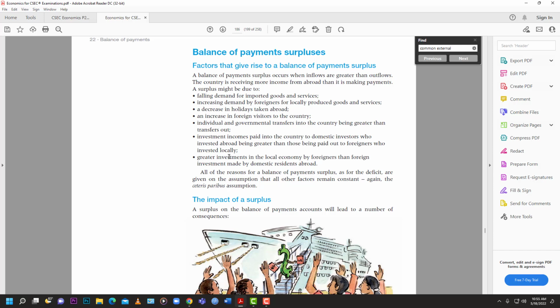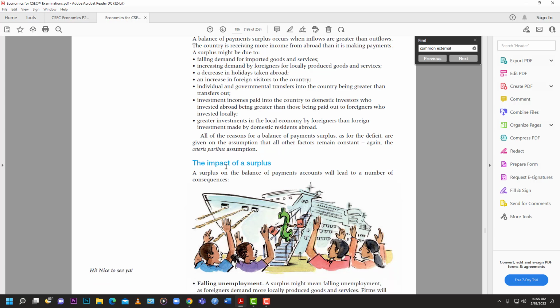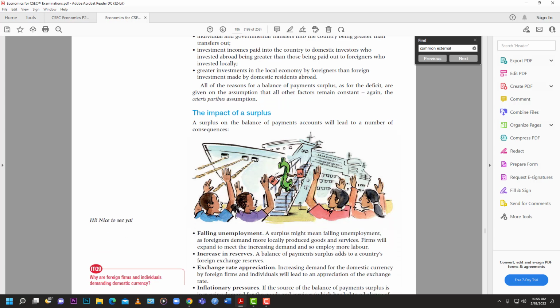So that's a surplus. Reasons could be that you're importing less, a fall in demand for imported goods, increasing demand for our goods, right? So foreigners want our goods, and so we're exporting more, right? And things like that, more foreigners visiting the country. Those are some that might cause a surplus. But as it relates to employment, a surplus might mean falling unemployment, as foreigners demand more locally produced goods and services. Firms will expand to meet the increasing demand and to employ more labor.